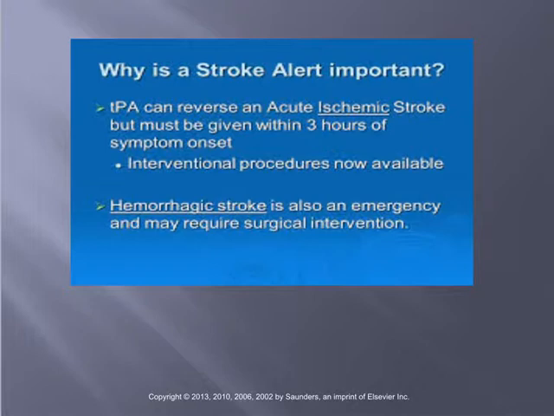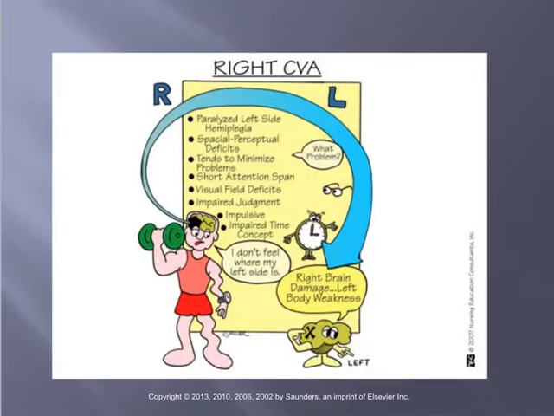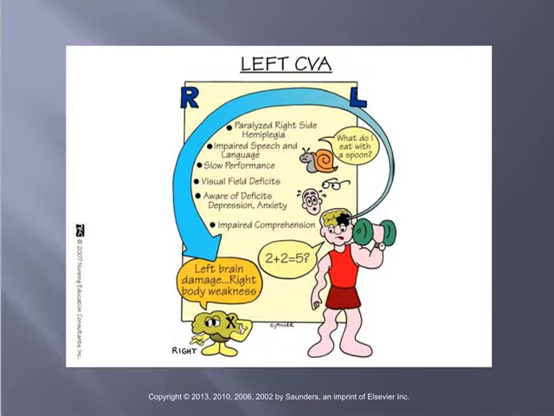So just a refresher here, if it's a right-sided CVA, some common problems you're going to see are impaired proprioception, impulsiveness, and of course, left-sided body weakness. If they have a left CVA, we're more likely to see impaired speech and language processing, and we're going to see right-sided deficits.